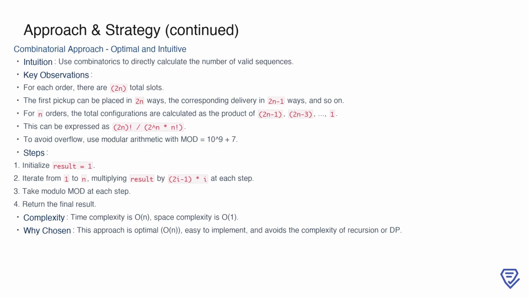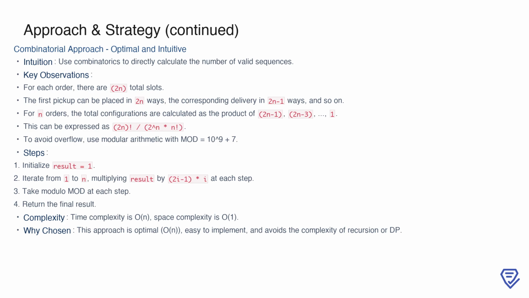The first pickup can go in any of these 2n slots, and the corresponding delivery in any of the remaining 2n-1 slots. This pattern continues, with each subsequent order having fewer available slots, leading to a product of 2n-1, 2n-3, and so on, down to 1. This product corresponds to (2n)! divided by 2 to the power of n times n!.